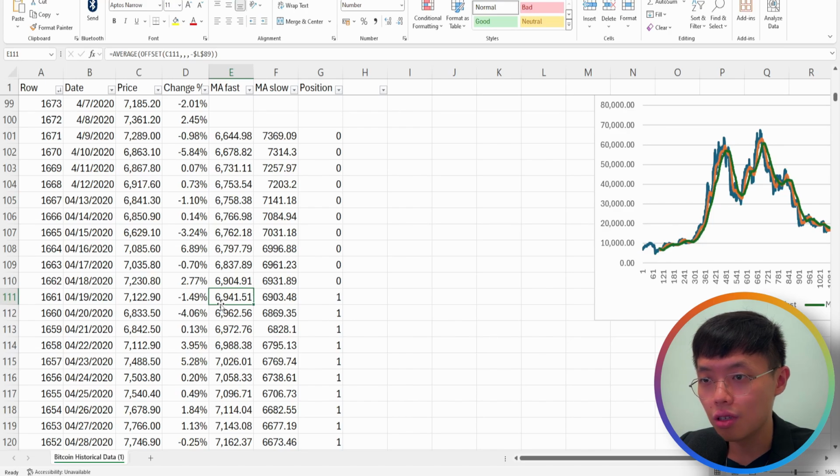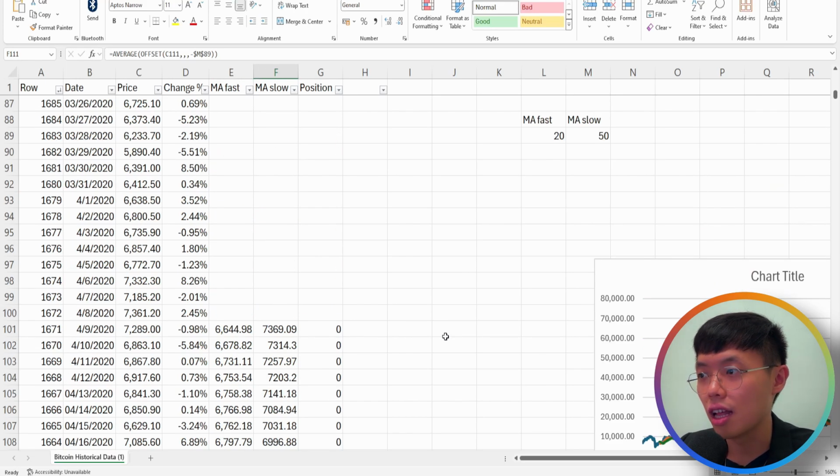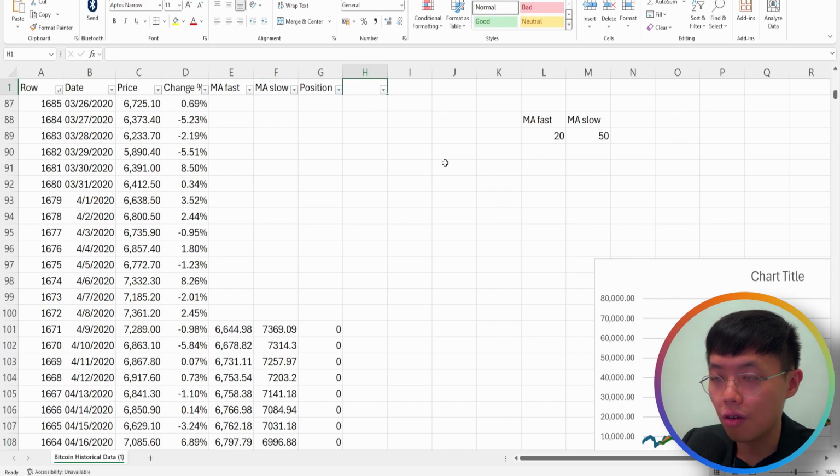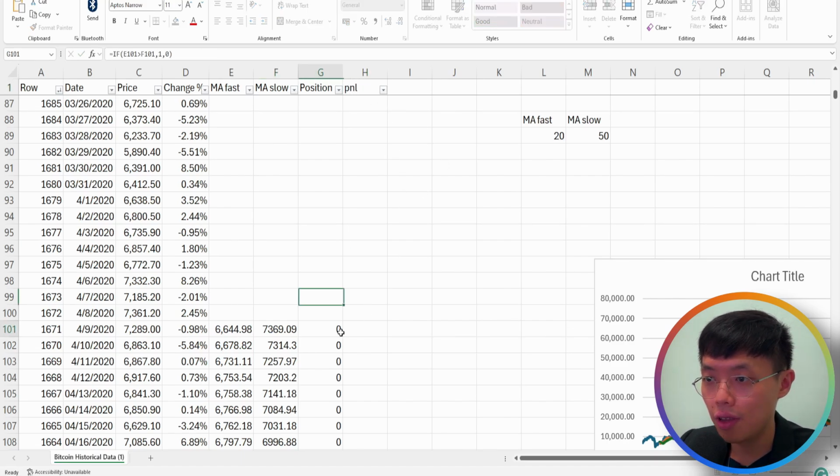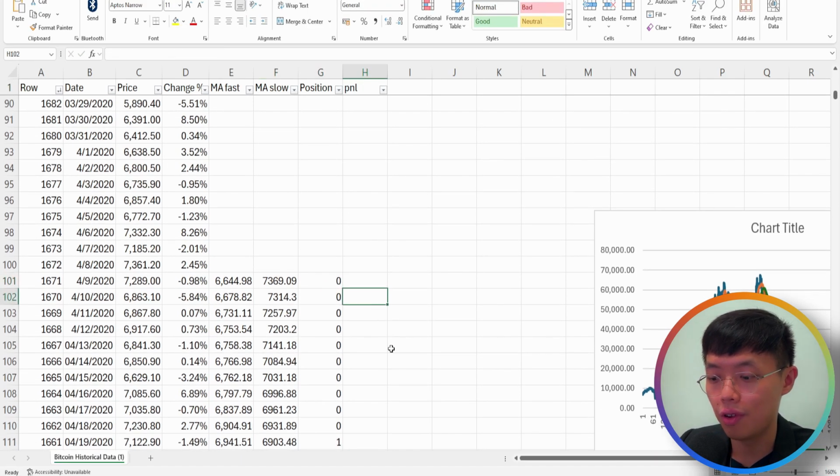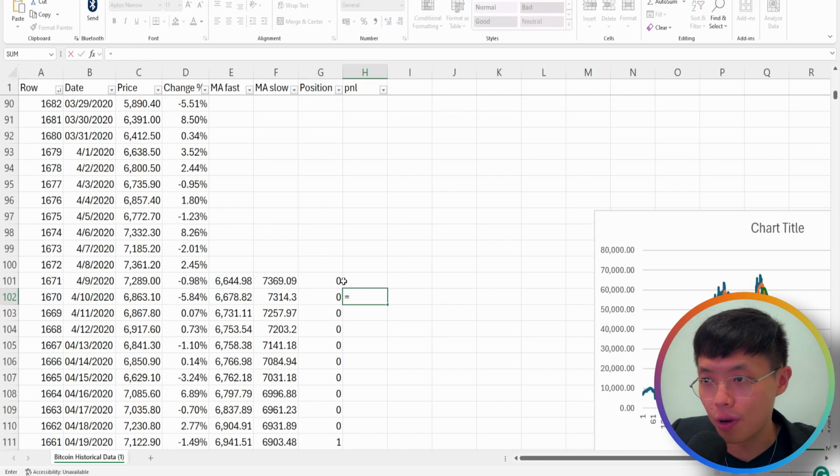Okay, 6,941 is bigger than 6,900, right? Just like that. And then we can calculate our P&L, profit and loss. So how do we calculate the profit and loss? If yesterday I opened a trade, that's what I'm going to reference, yesterday.